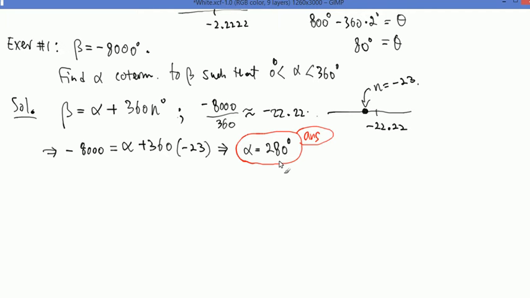So negative 8,000 degree, you end up at which quadrant is it? 280 degree. Do you know which quadrant is this? First quadrant and second quadrant and third quadrant and fourth quadrant. Right. Third quadrant, the boundary is 270 degree, right? So it's more than 270. So it's the fourth quadrant that is the correct answer. So negative 8,000 degrees ends up down there in the fourth quadrant. Any question?